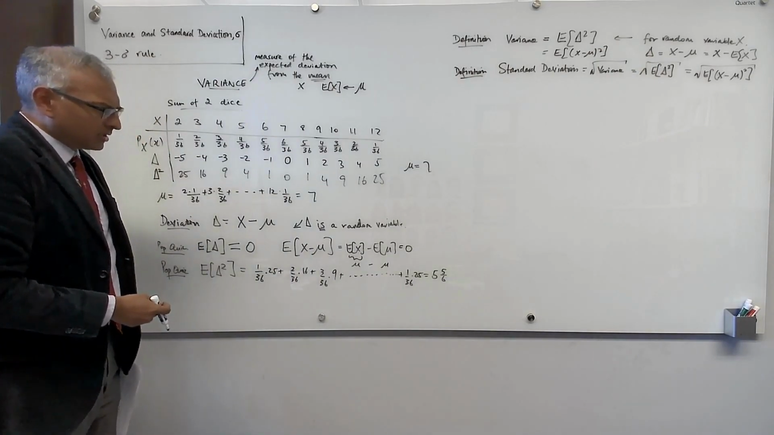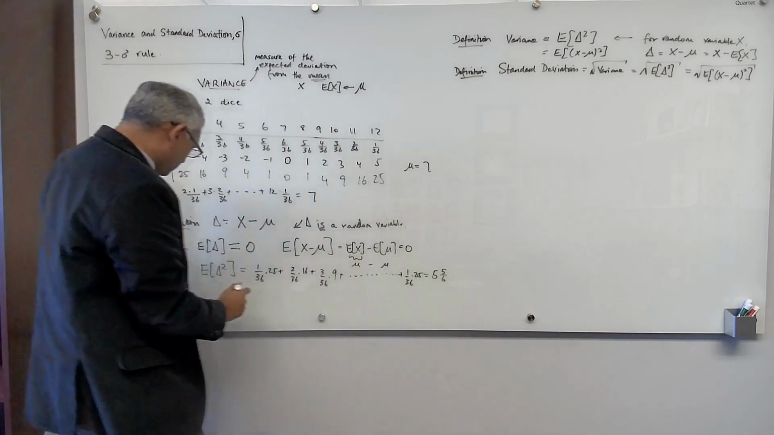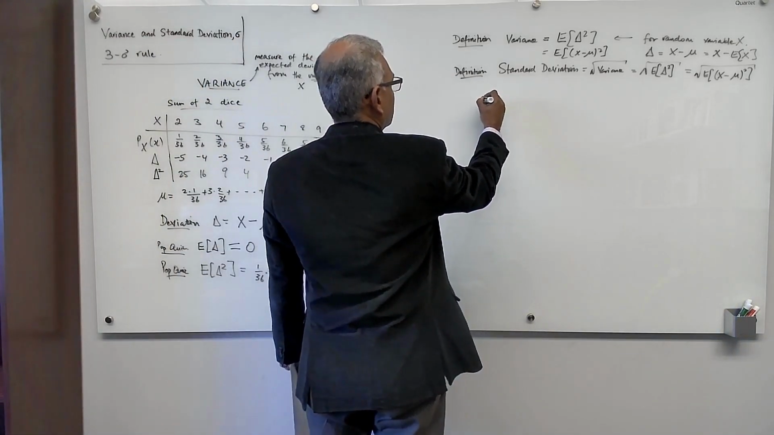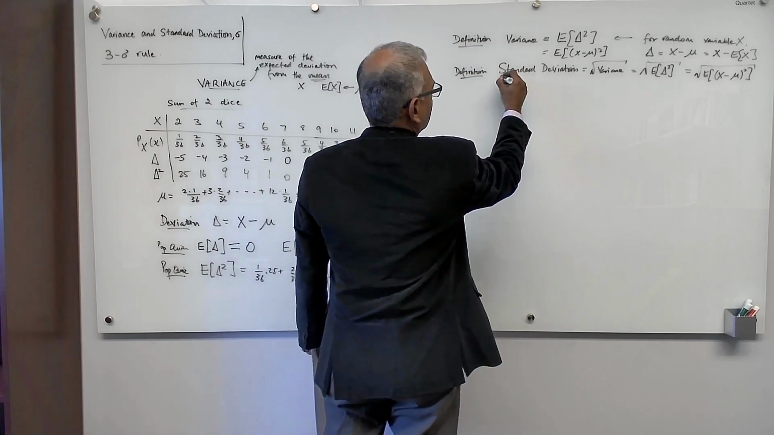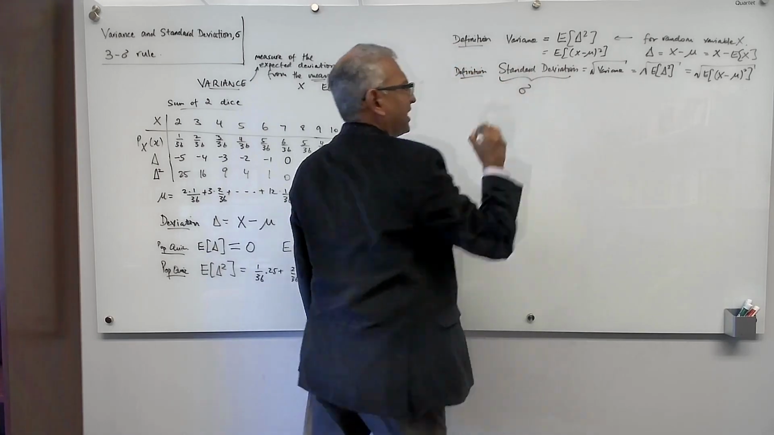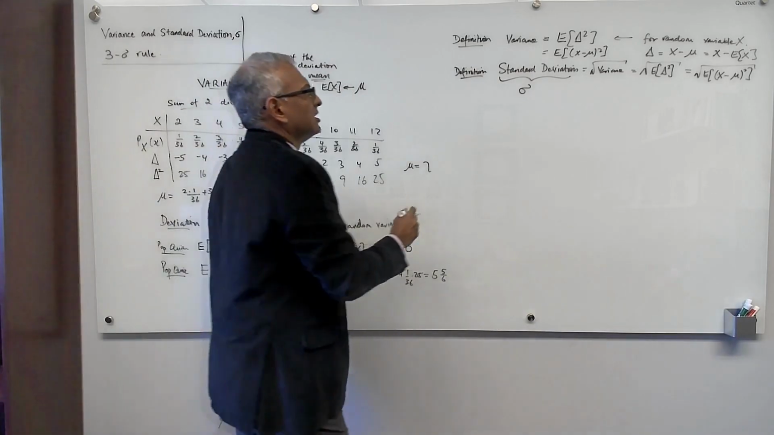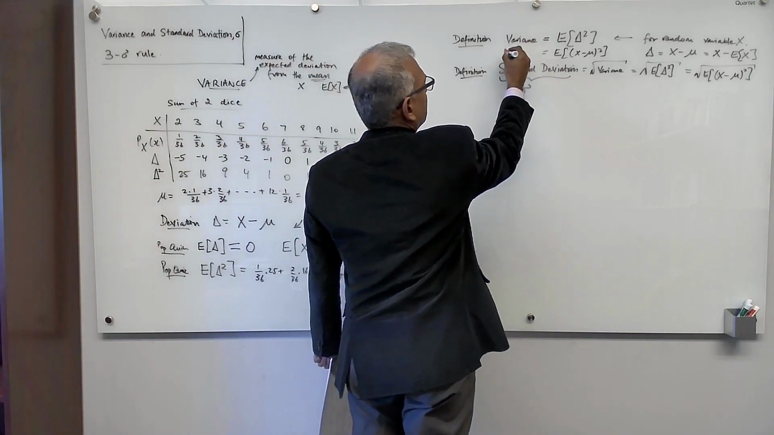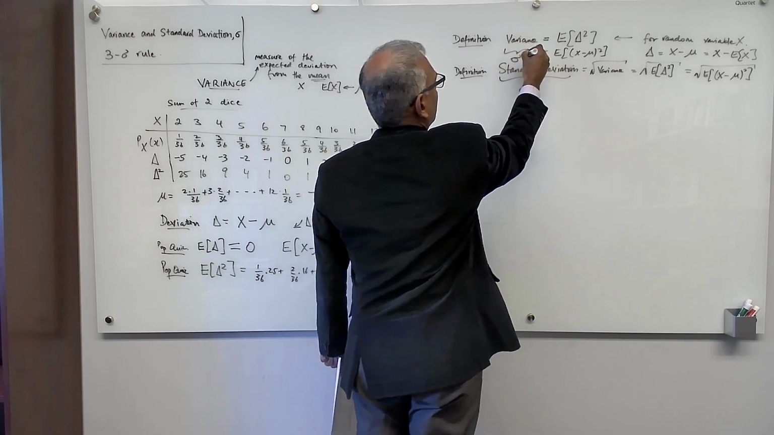And if we take the square root of this, we get the standard deviation. We typically give the symbol sigma to the standard deviation. And so sigma is the square root of the variance. So the variance we typically call sigma squared.